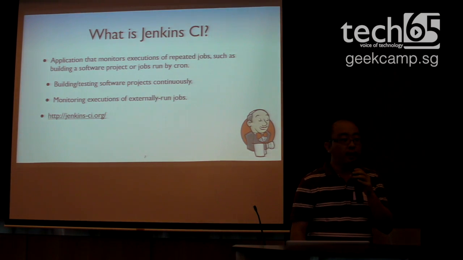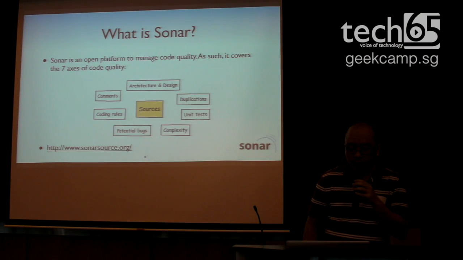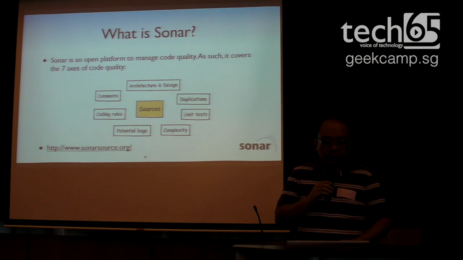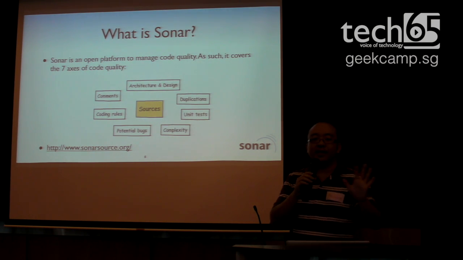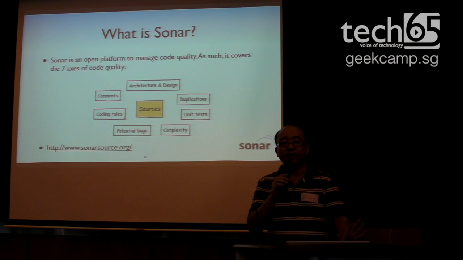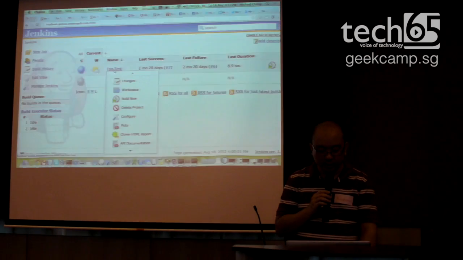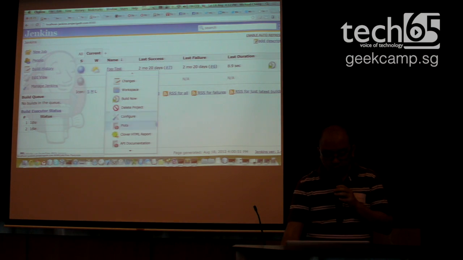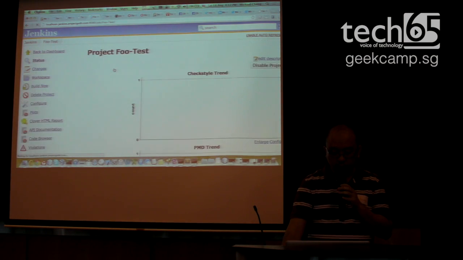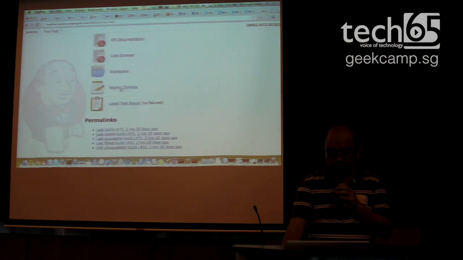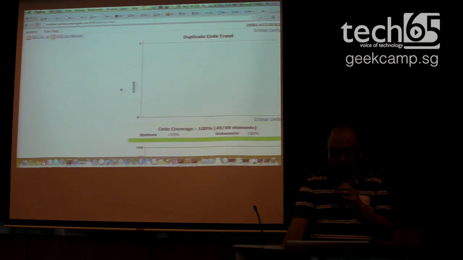Okay, so that's Jenkins CI. So what is Sonar? As much as I like Jenkins CI, it's great, but the reports that it generates are just crappy. Let me just show you a sample report. Okay, so this guy here, these are the bunch of graphs that it generates. It's kind of messy, it's all over the place.